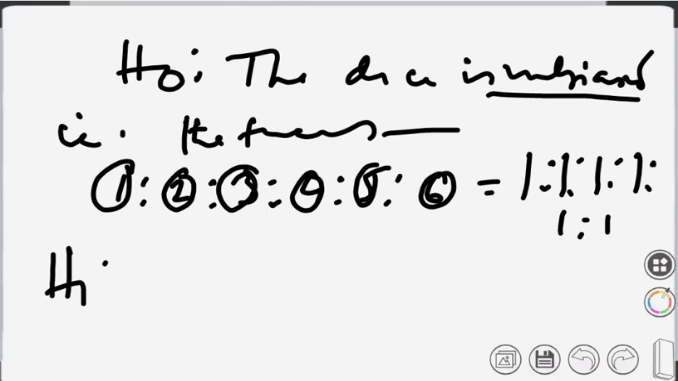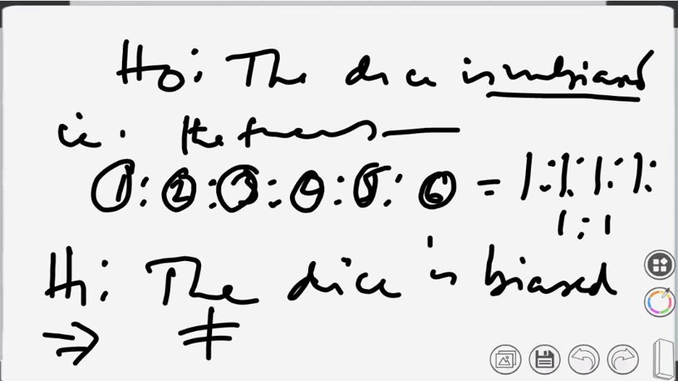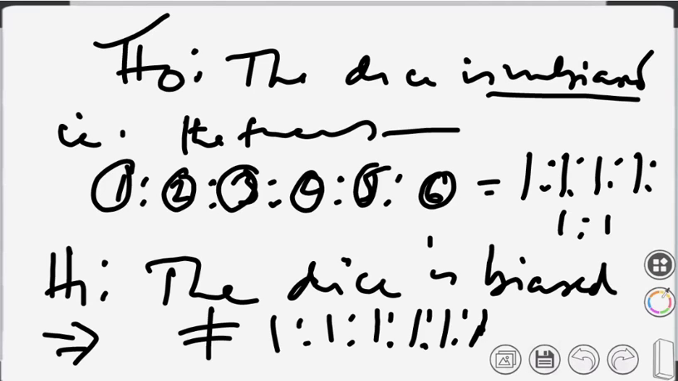And the alternate hypothesis is the die is biased. That implies they are not equal to 1 is to 1 is to 1 is to 1 is to 1 is to 1. So that is the null hypothesis. Always for a test of significance, always write the null hypothesis and alternate hypothesis. Okay, fine. Is it okay? Yes, sir.